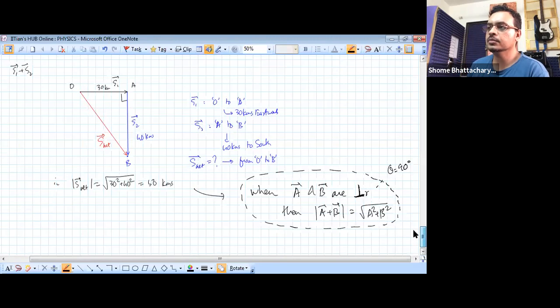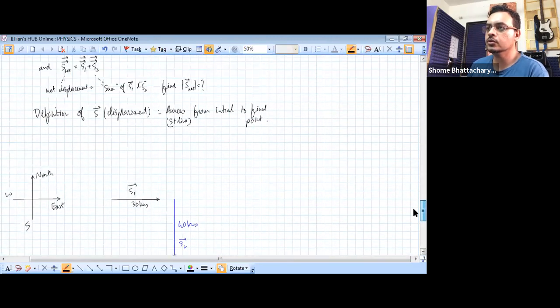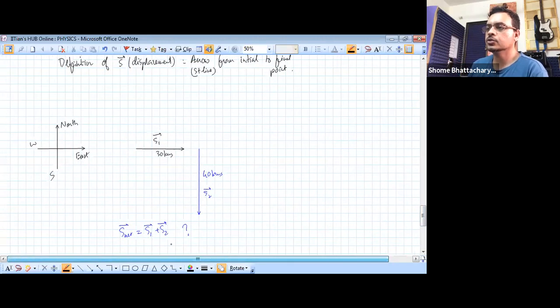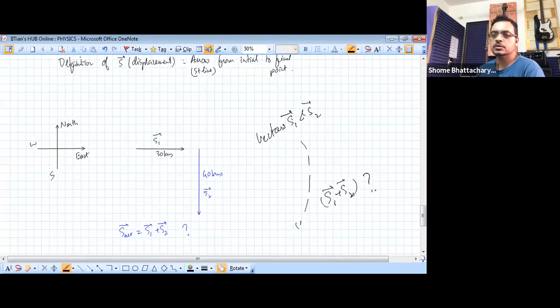I'll just give you a minute here to take down the whole question and understand this diagram and everything. Okay. So this is the vectors S1 and S2. And next, from this now we will do the operation of S1 plus S2, just by using that simple logic.